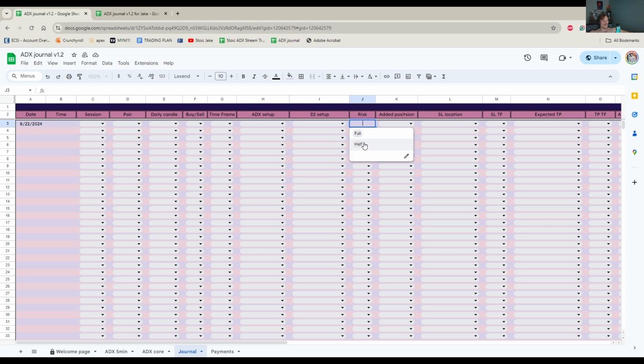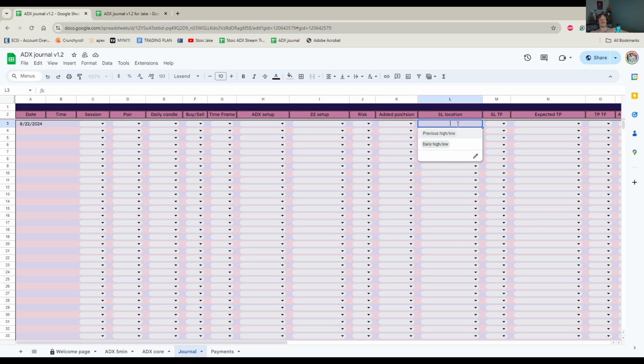For the risk, it'd be full or half risk, depending on what you are wanting. Add a position: was it a new setup within the drawdown of the trade, or was it a no wick, whatever the case may be. You can press the edit button right here and add another type of position.